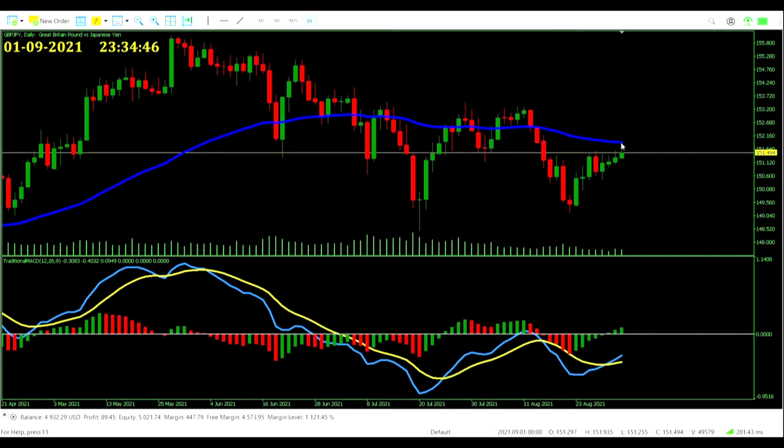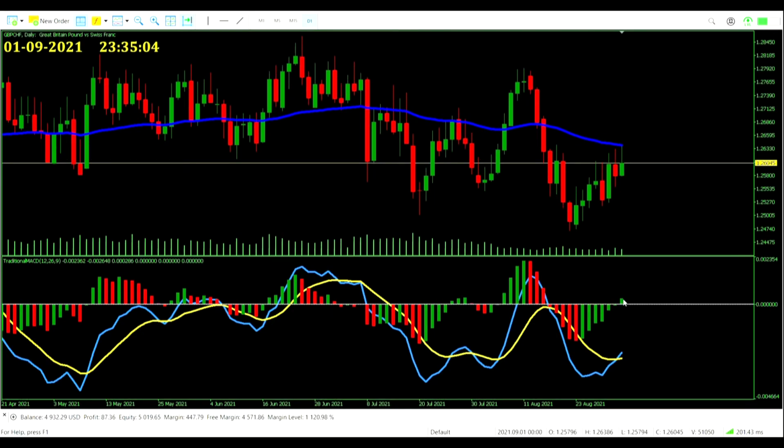It looked like it touched the EMA, but it's come back down. So no entry for us on the pound yen. Pound Swiss franc, it is closing above zero on the MACD, but price couldn't make it over the EMA, so we can't take that zero line crossover. The EMA is filtering out that signal.